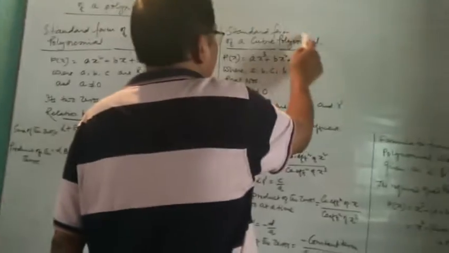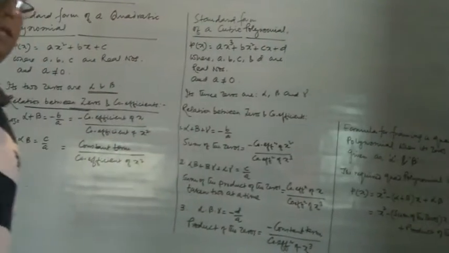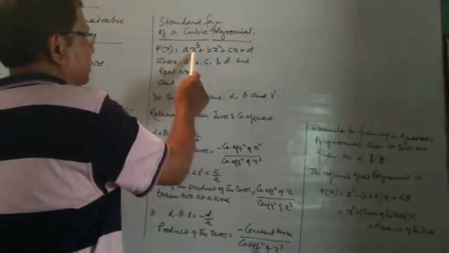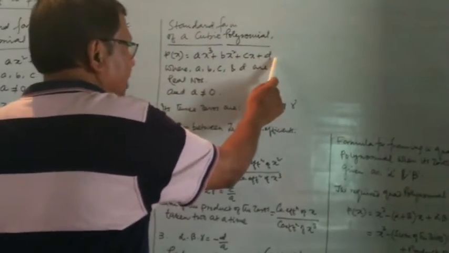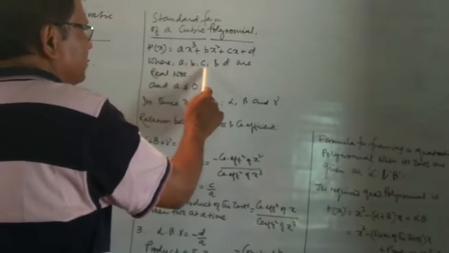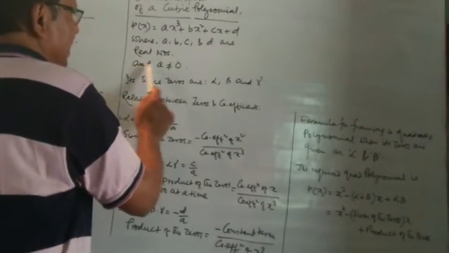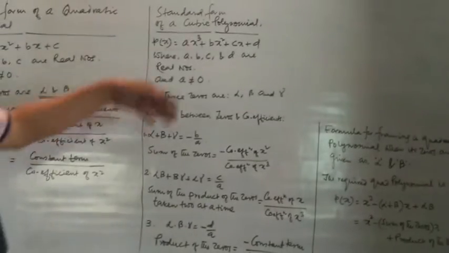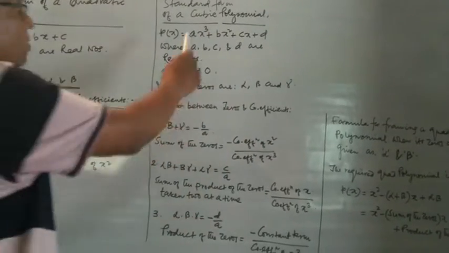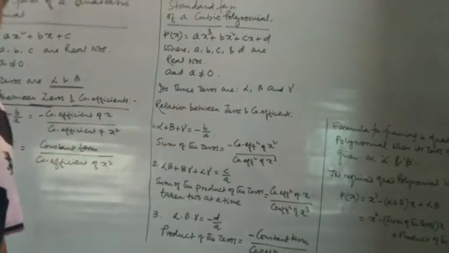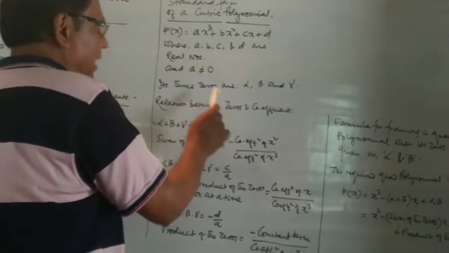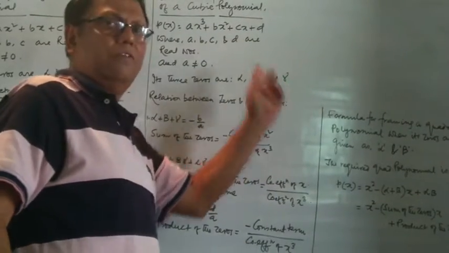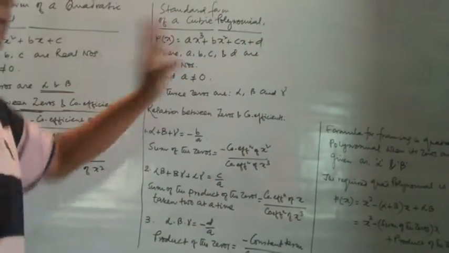Now come to the standard form of a cubic polynomial. A polynomial in the form p(x) = ax³ + bx² + cx + d, where a, b, c and d are real numbers and a is not equal to 0, is called a cubic polynomial. Since a cubic polynomial has degree 3, it will have a maximum of 3 zeros, and let them be alpha, beta and gamma. Gamma is the third zero. Alpha, beta and gamma are the 3 zeros of the cubic polynomial.